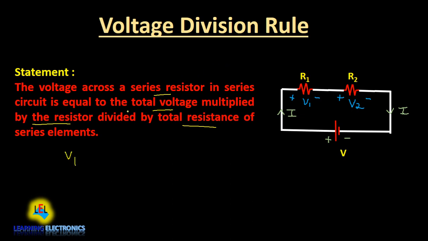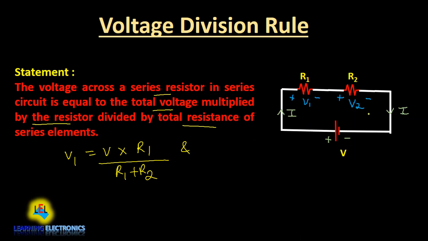by voltage division rule. So the statement is the voltage across a series resistor, that is V1, is equal to the total voltage. Total voltage is V here. V multiplied by the resistor, the resistor means the resistance across which V1 is there. So it is R1 divided by the total resistance of the series elements. Total resistance of these series elements will be R1 plus R2. In this way we can apply the voltage division rule.